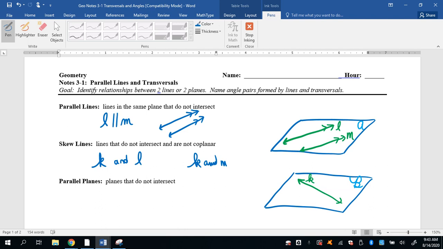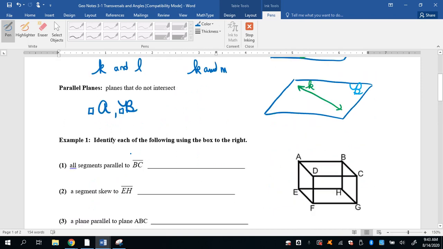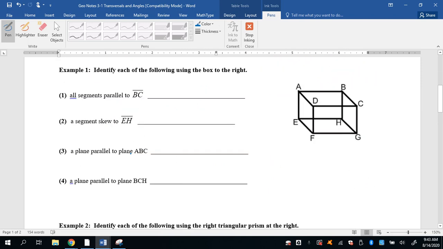Parallel planes are planes that do not intersect, so like A and B. Now remember, when we are labeling a plane, you can use the plane symbol and then use a capital cursive letter. When you are labeling lines, you can use a lowercase letter. Okay, moving on to some questions.